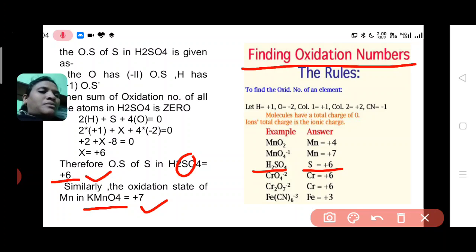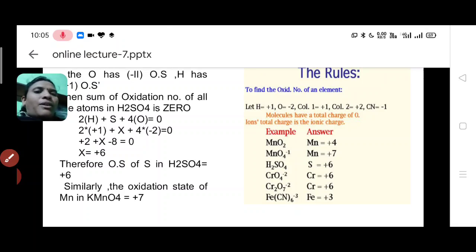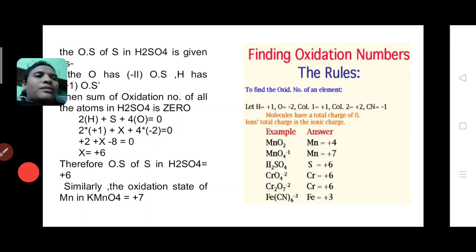In CrO4 -2, that is chromate ion, the oxidation state of chromium is +6. In dichromate ion, that is Cr2O7 -2, Cr, that is chromium, will have +6 oxidation state. In Fe(CN)6 -3, Fe has oxidation state +3. So by using this formula you can calculate the oxidation state of all the central atoms of any compound. This is the method for calculating the oxidation number of the central atom.